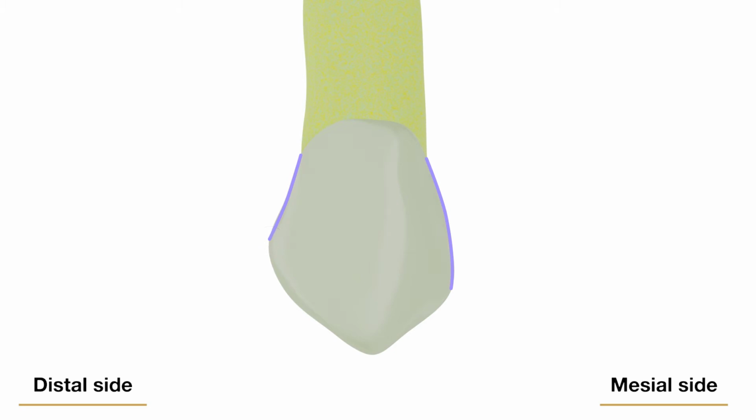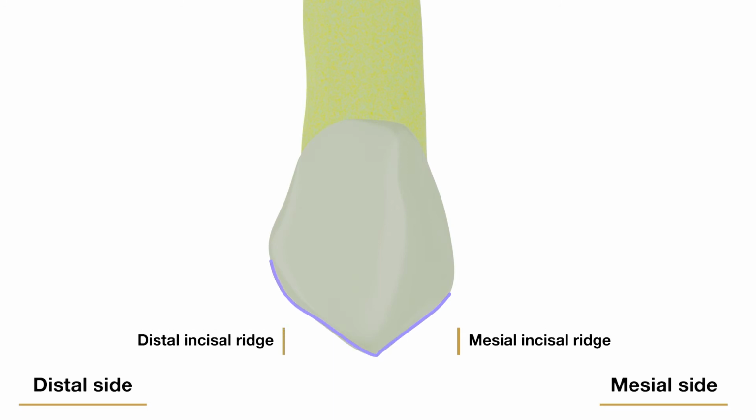Mesodistal width of the crown at its widest region is about 7.5 mm. Mesodistal width of the crown at the cervix is about 5.5 mm. The cusp tip is on a line with the center of the root. This cusp has a mesial incisal ridge and a distal incisal ridge, the mesial slope being the shorter of the two. Both slopes show a tendency towards concavity before wear has taken place.